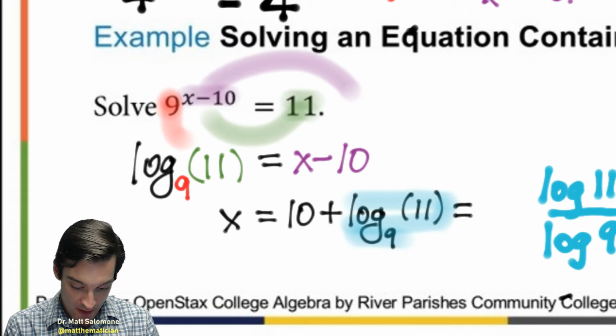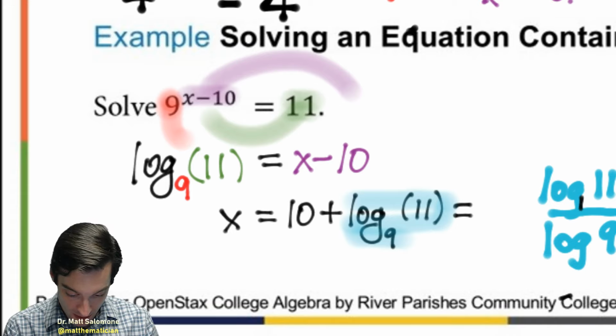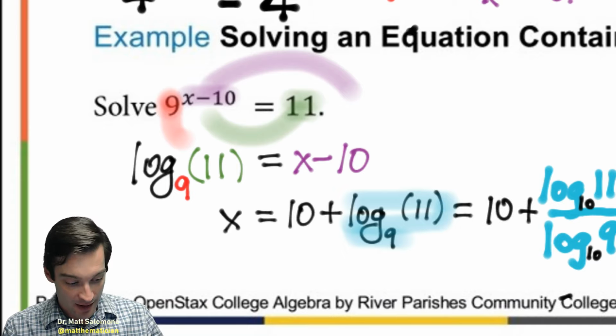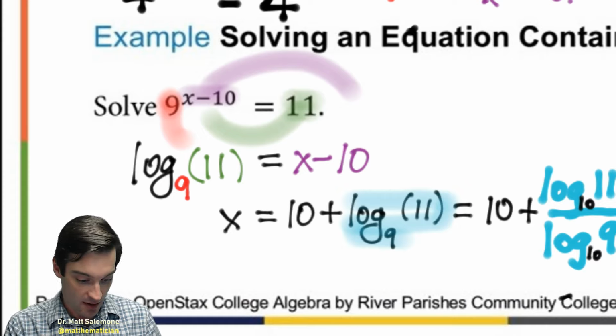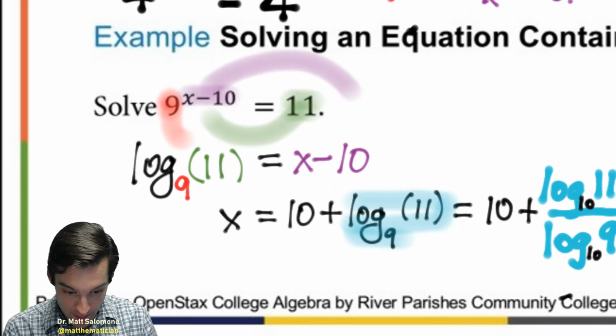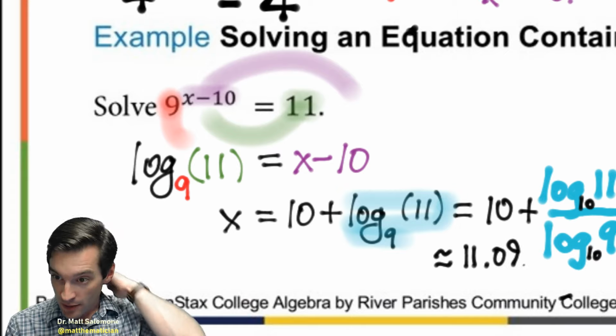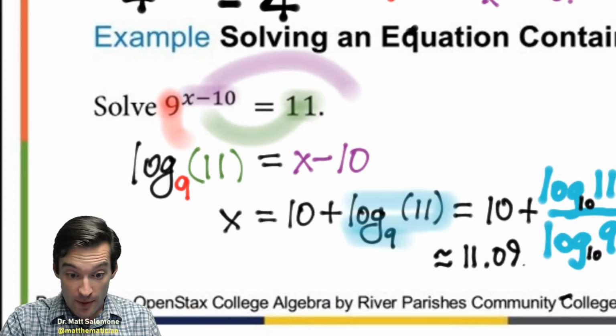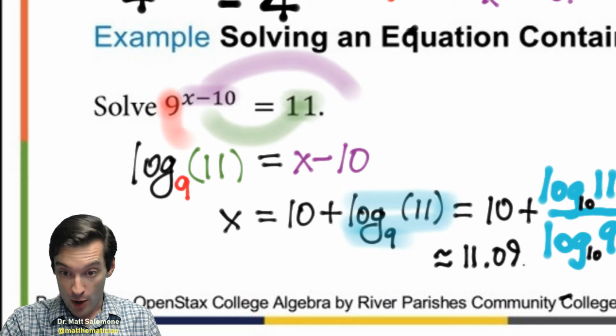So, I don't know, maybe we'll choose base 10 log. Who knows? And then I have 10 plus out in the front here. I'll pull out my calculator, take the base 10 log of 11, and divide it by the base 10 log of 9. I get about 1.09. I'll add that to 10, and I get about 11.09. Okay. So the key there was just transforming from exponential form back into a logarithmic form in order to solve that problem.